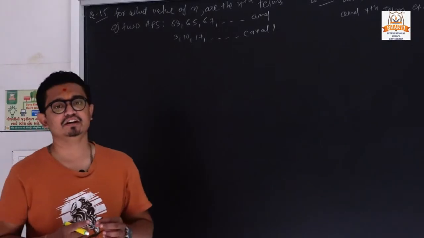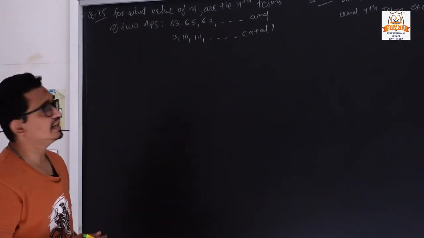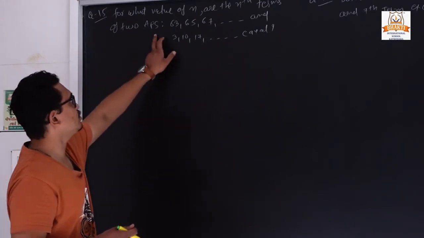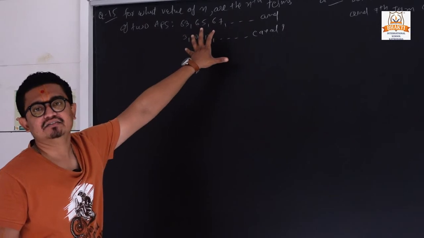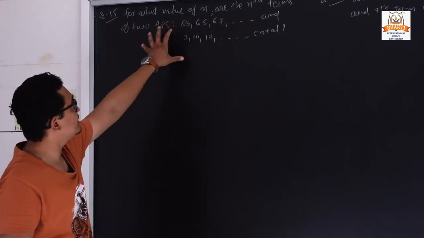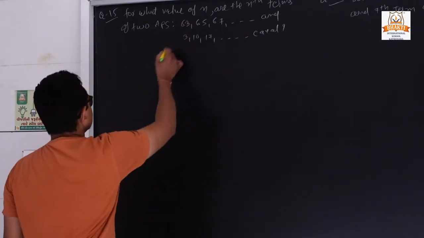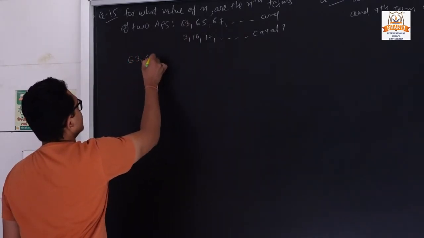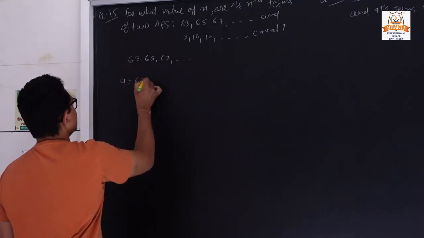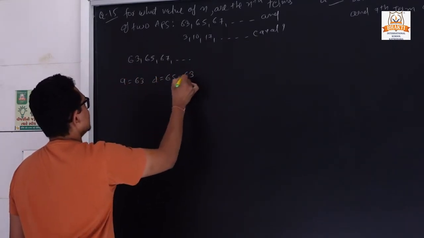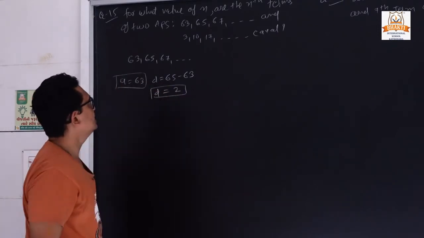Question number 15. For what value of n are the nth terms of two arithmetic progressions the same? Here we have two series, and they are asking which nth term of the two series will be the same. First, we discuss our first series, 63, 65, 67, like that. What is its first term? 63. What is the difference? Second term minus first term, so the difference is 2 and A is equal to 63.